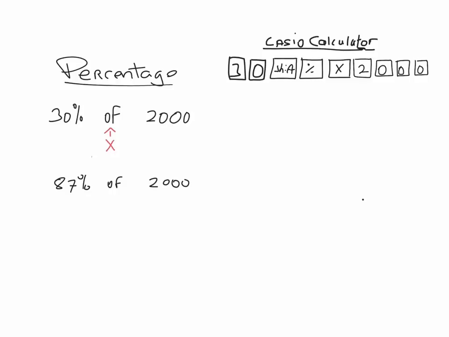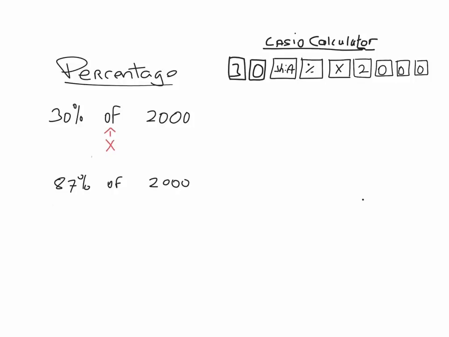So the first method I could use here: I've noticed that 30% is quite an easy one because that's 3 times 10%. So if I found 10% of 2000, that would be 200. Then multiply by 3, I would get 600. So this happens to be an easy one. I can work that out quickly in my head.